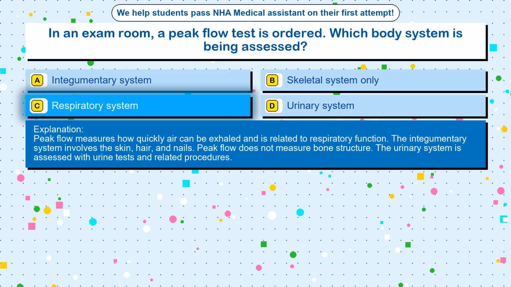Peak flow measures how quickly air can be exhaled and is related to respiratory function. The integumentary system involves the skin, hair, and nails. Peak flow does not measure bone structure. The urinary system is assessed with urine tests and related procedures.